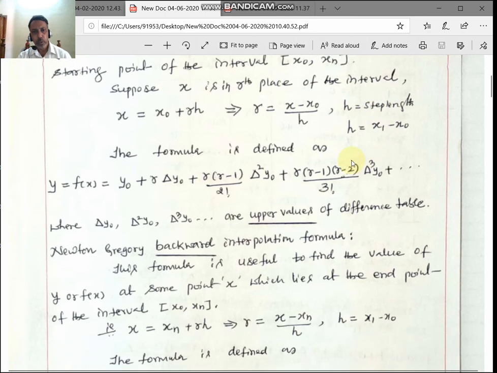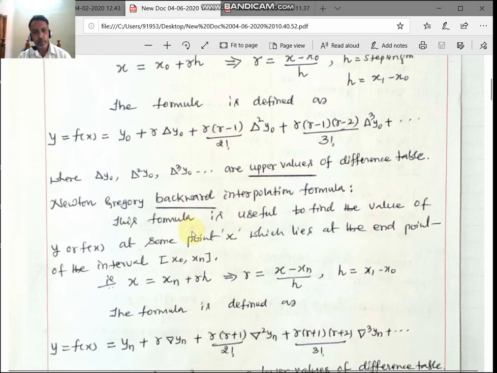Now the forward interpolation formula, or Newton's forward interpolation formula, is defined as y is equal to fx, that is equal to y naught plus r del y naught plus r into r minus 1 by 2 factorial del square y naught plus r into r minus 1 into r minus 2 by 3 factorial into del cube y naught and so on. Here del y naught, del square y naught, del cube y naught are the upper values of the difference table, or they are also called forward leading differences.